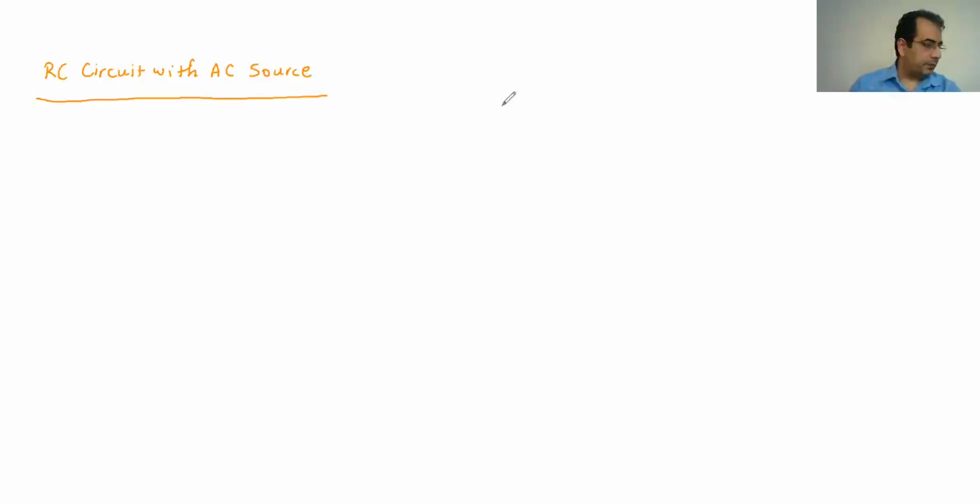Okay, now I'm going to look at an example. If we have an RC circuit with an AC source, how can we solve it? Up to this point, all the examples we did were the transient condition, if we had the DC source. Now I want to see what we would do if we have an AC source in the circuit.